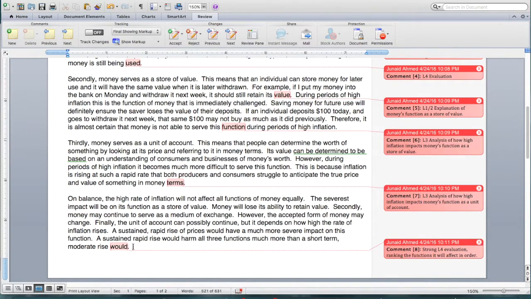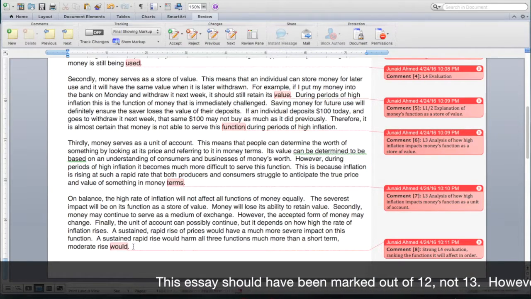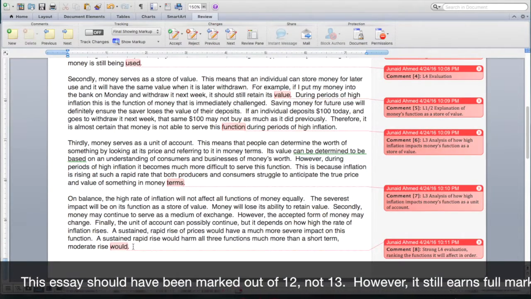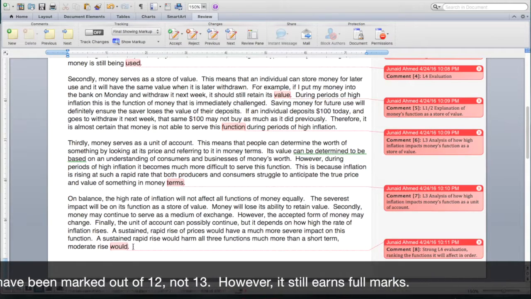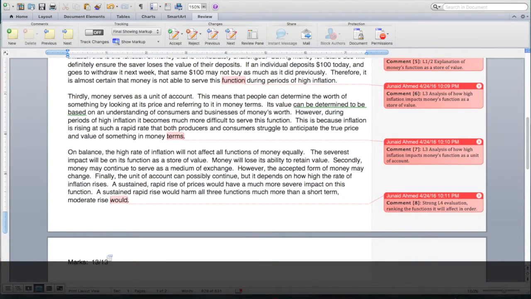So in my opinion, the student all throughout understands the content, the definitions. They've explained them clearly. They've established the relationship with high inflation and the functions of money. And they've also had the insight to develop a very deep evaluation about how strong those relationships are. For that reason, I give this essay 13 out of 13 marks.